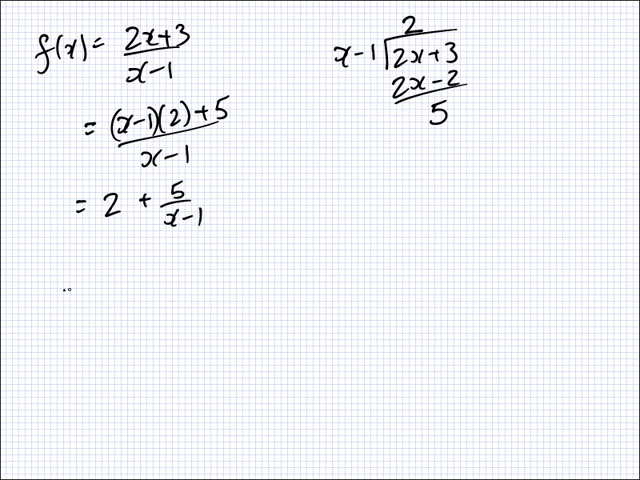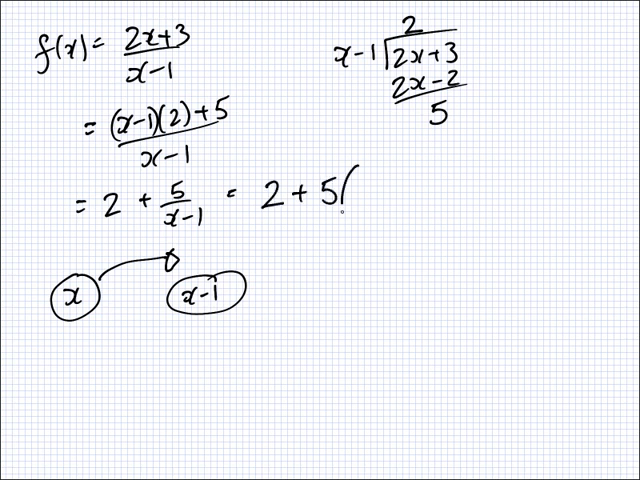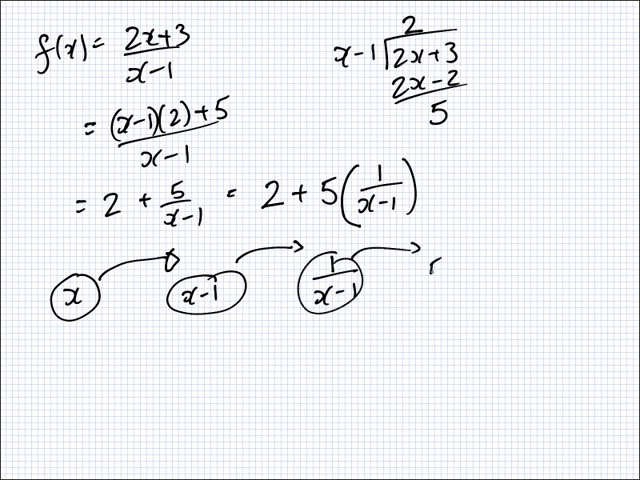Okay, let's look at the steps. x. What do I do first? Minus 1. Now actually I'll make it even clearer. 2 plus 5 times 1 over (x - 1). Okay, so what do I do next? 1 over (x - 1). What do I do next? Multiply by 5. What do I do last? Plus 2.